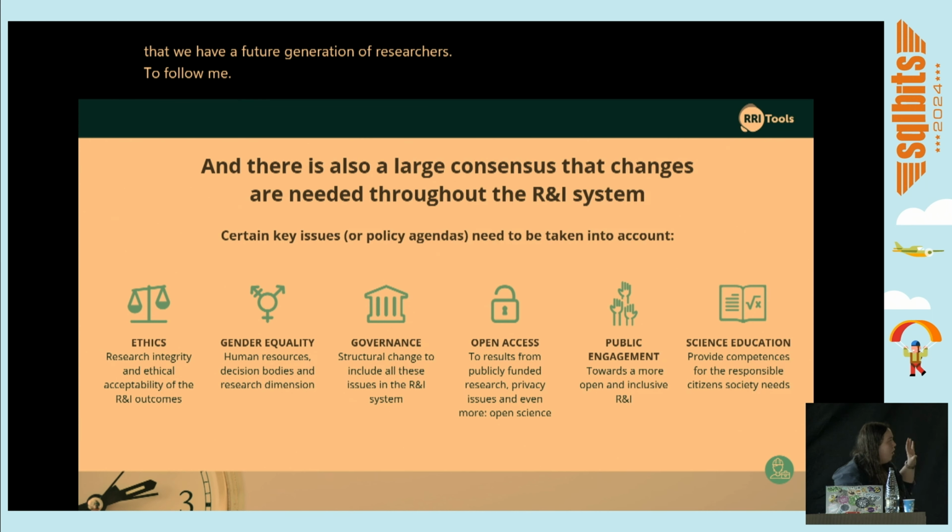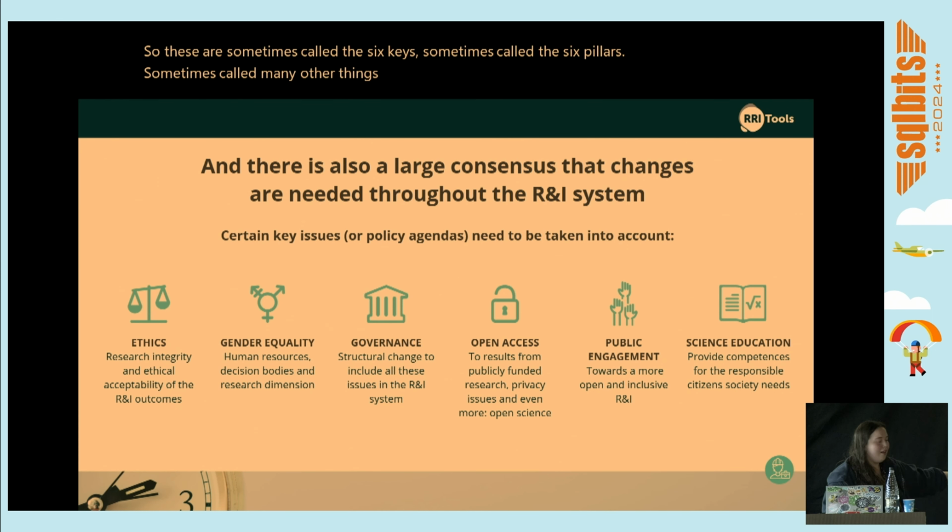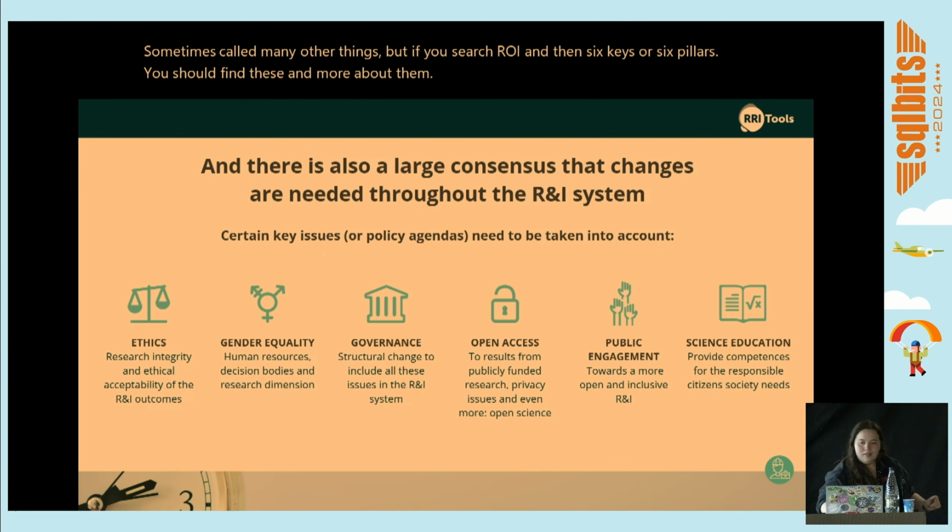Yeah, so these are sometimes called the six keys, sometimes called the six pillars, sometimes called many other things. But if you search RRI and then six keys or six pillars, you should find these and more about them. Are there any questions? Yes.